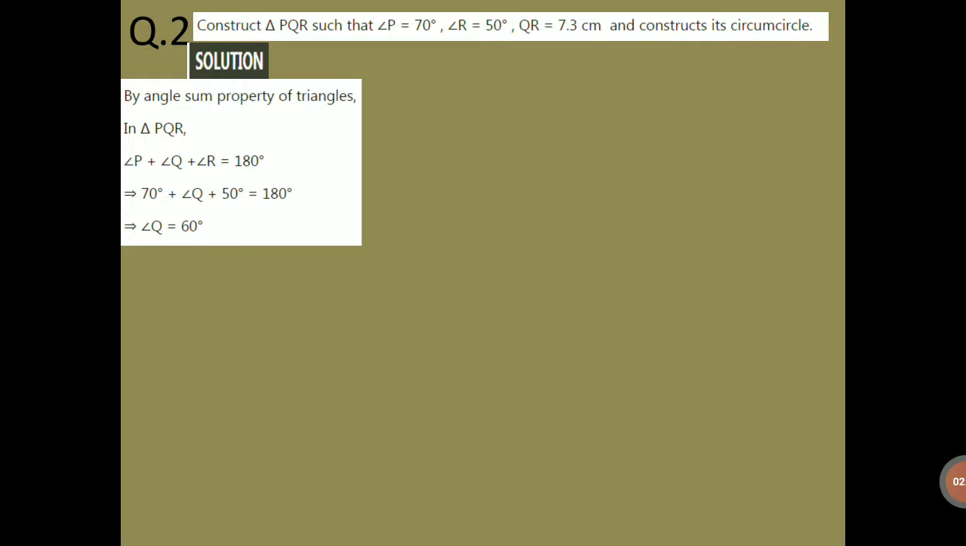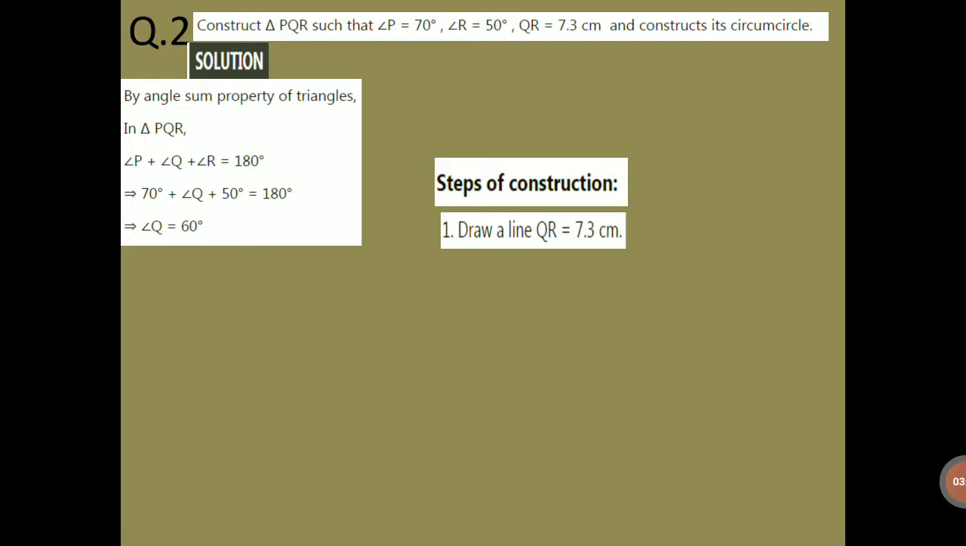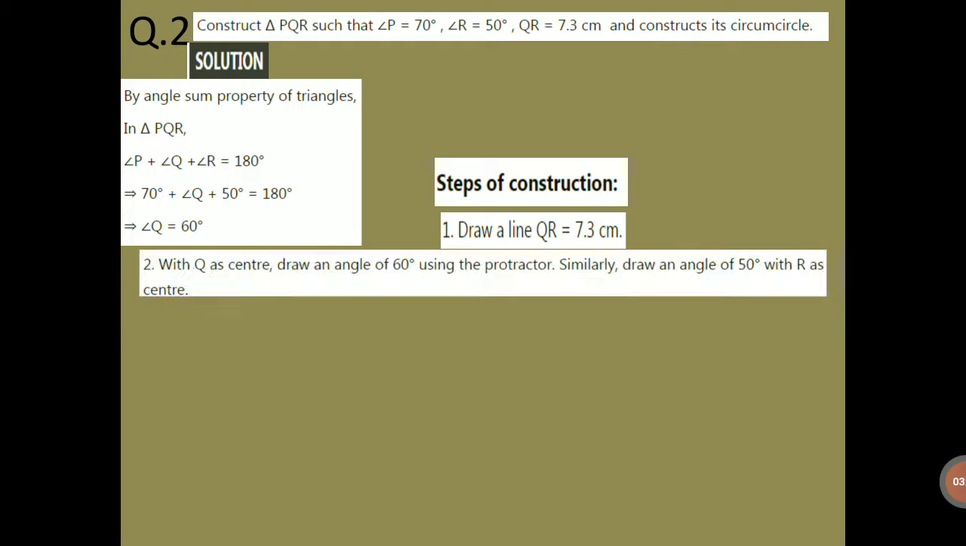In triangle PQR, angle P plus angle Q plus angle R is equal to 180 degrees. 70 plus angle Q plus 50 is equal to 180. So angle Q we got, that is 60 degrees. So first the steps of construction. First we have to draw QR of 7.3 centimeters.